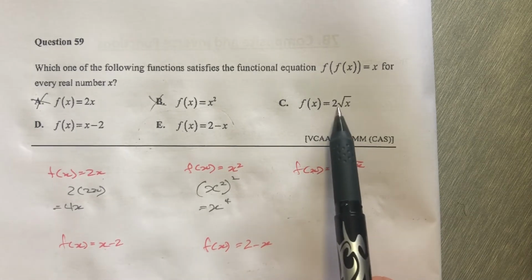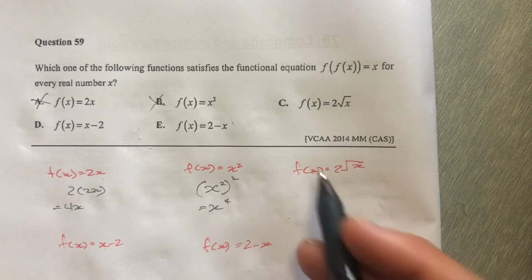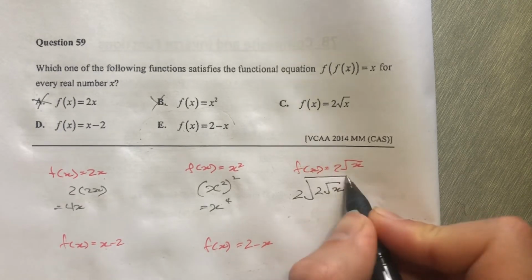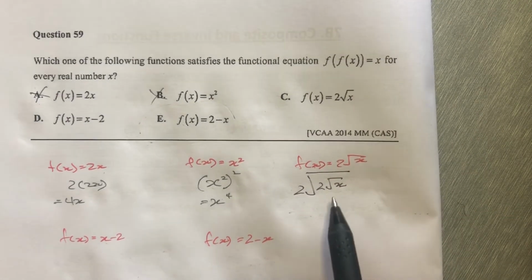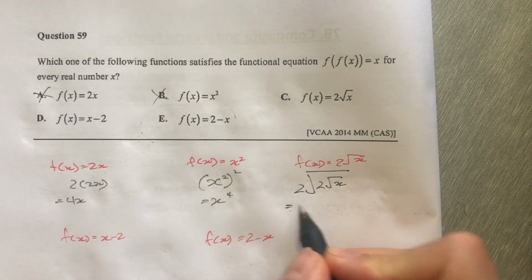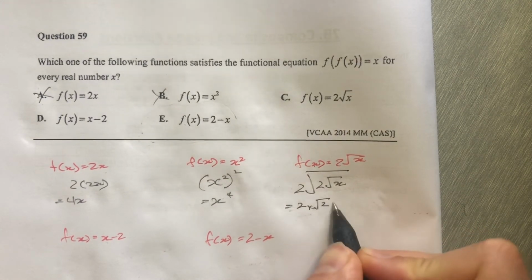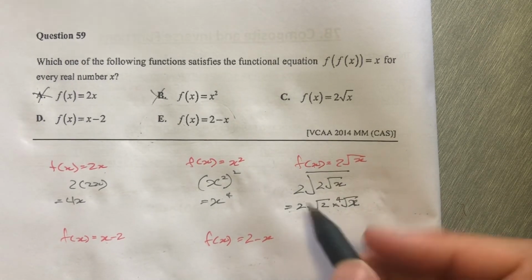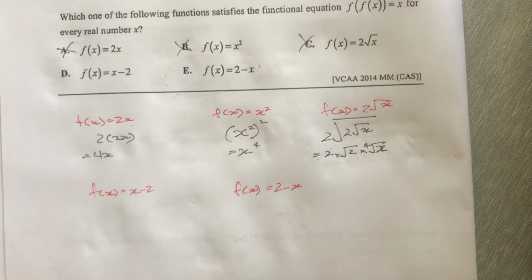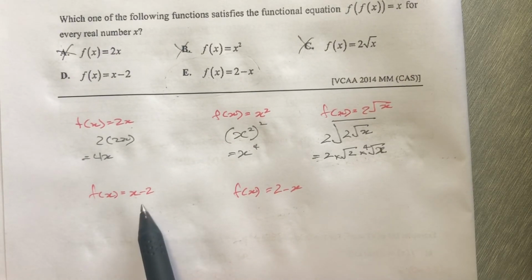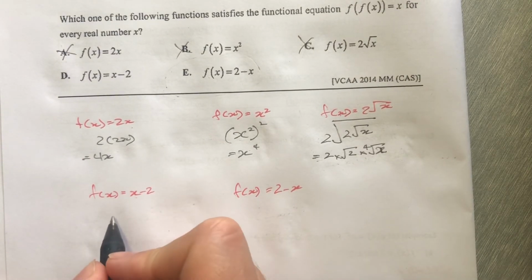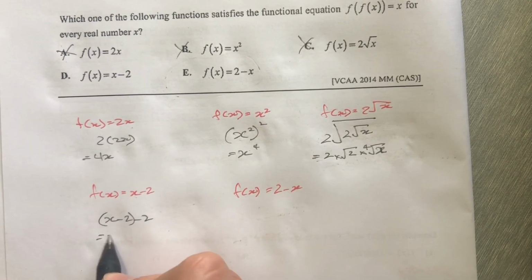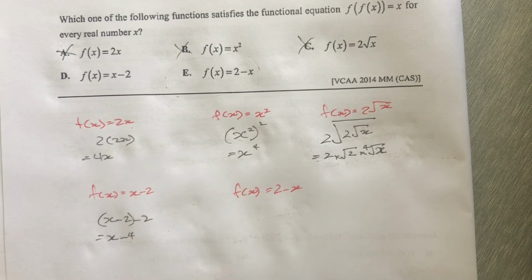Alright, we're up to c. We're substituting 2 times root x into x. There we go. That looks a bit strange because you've got a square root and a square root. It'll end up being this. Which is not x, so we don't want c either. Now d, we're substituting x minus 2. So x minus 2 minus 2, that gives us x minus 4, which is not x.